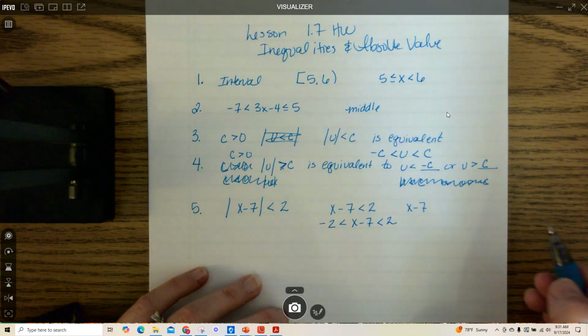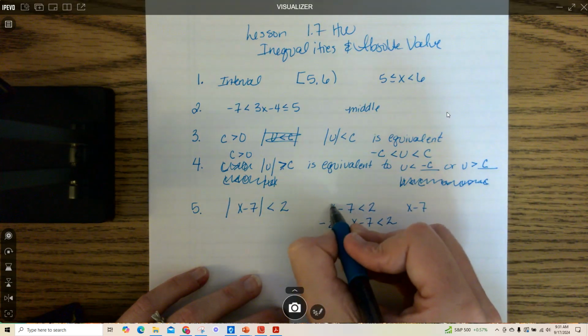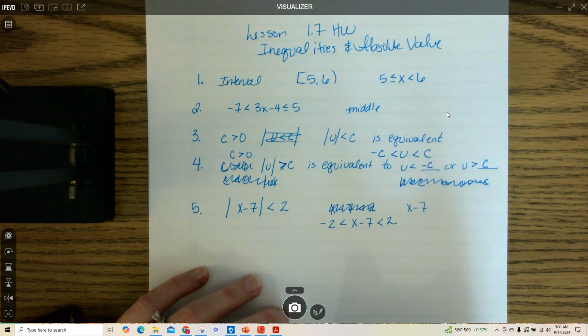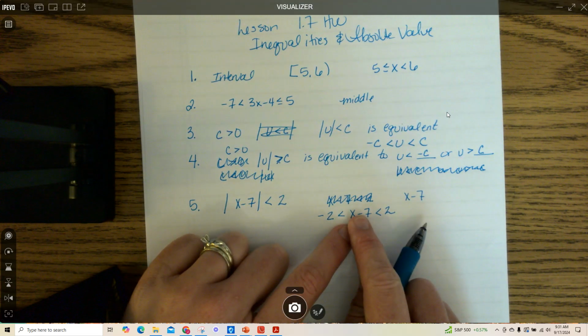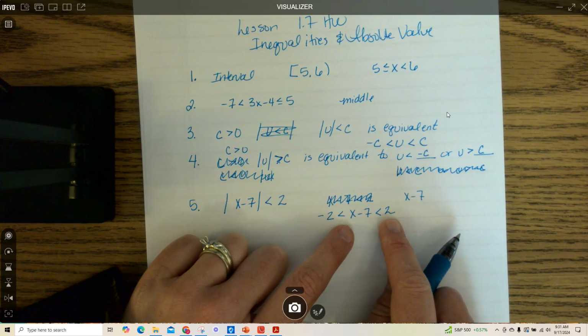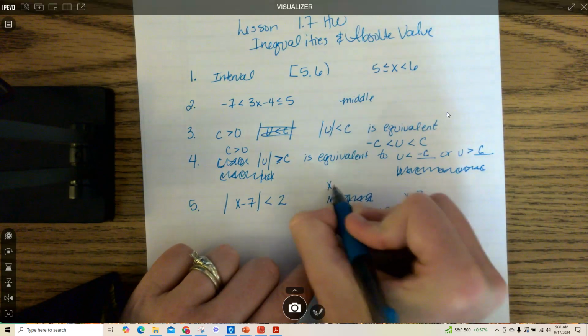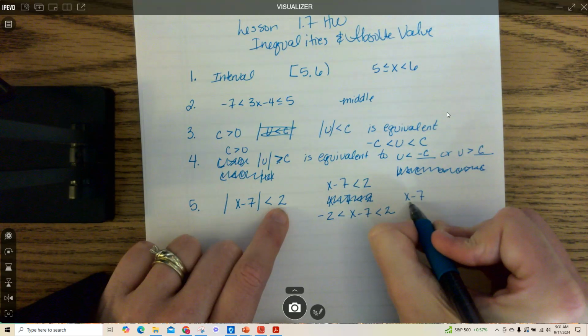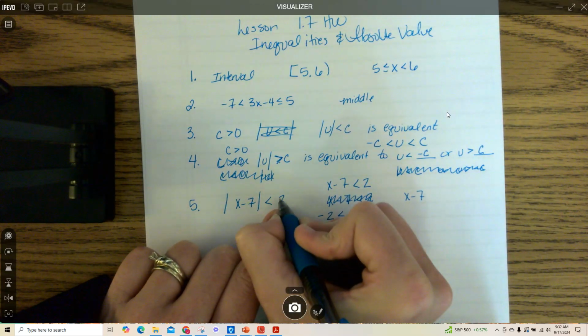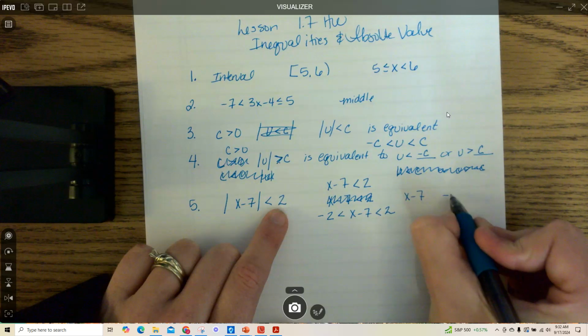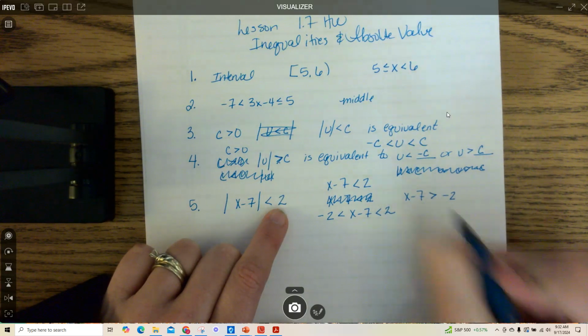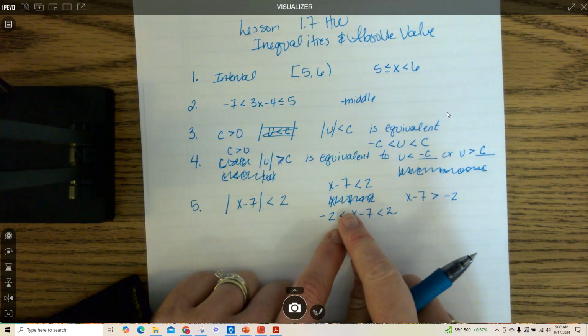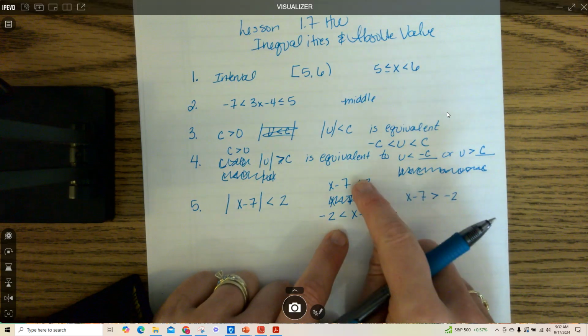So negative 2 is less than x minus 7 is less than positive 2. Is that an and statement? That's an or. What happens is the sign stays the same, but because with absolute value inequalities we set it equal to the positive and to the negative, the sign flips. That's why you can write it as one statement: this is greater than this, but it's less than this.